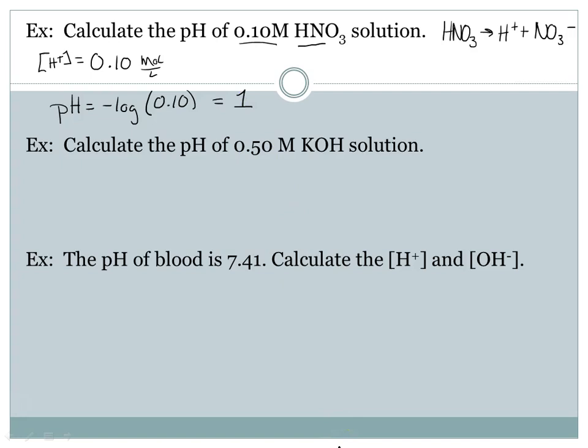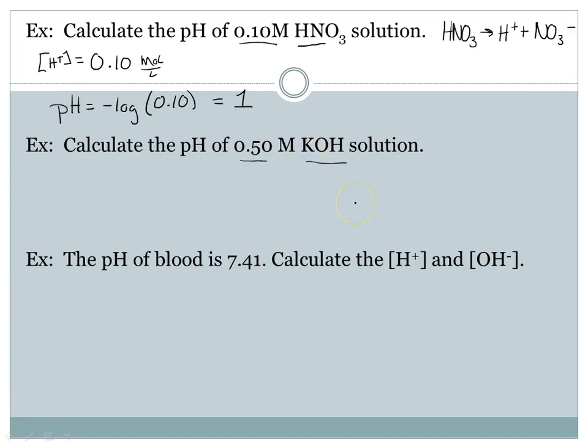Now when you do these pH and pOH calculations, always ask yourself, does this answer make sense? This is an acid. I would expect a pH to have a low number. Second example, calculate the pH of a 0.5 molar solution of potassium hydroxide.